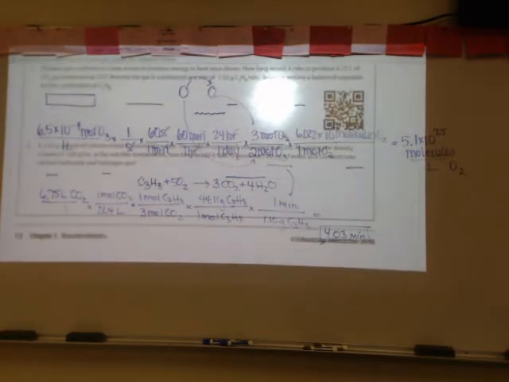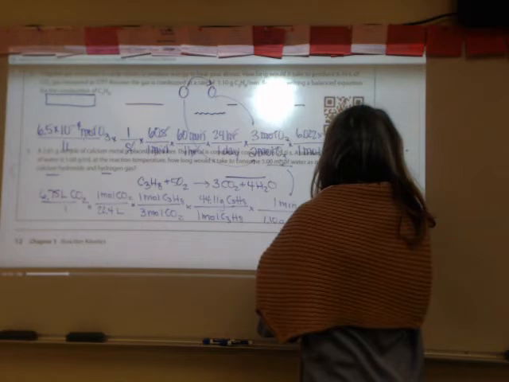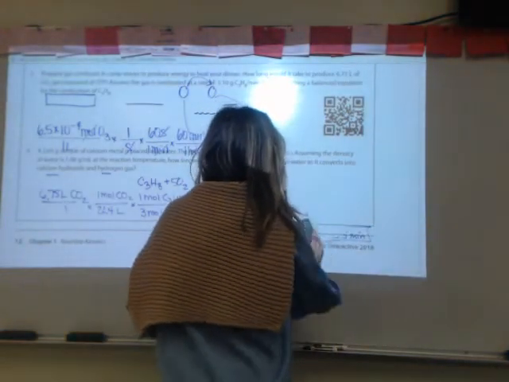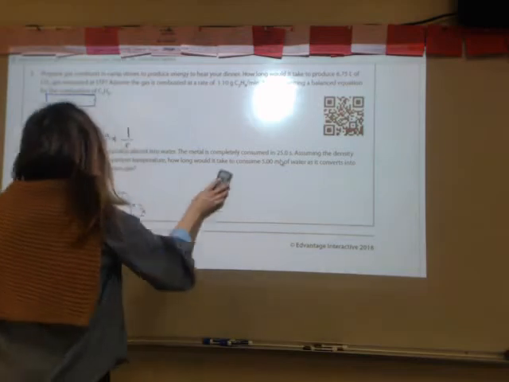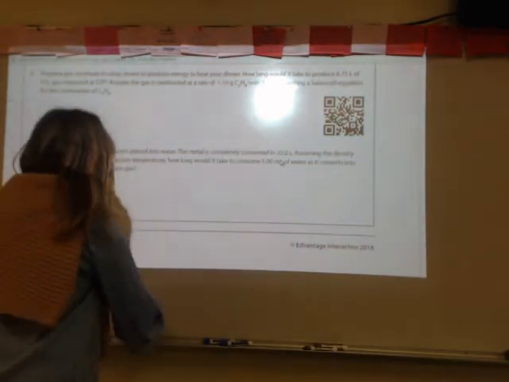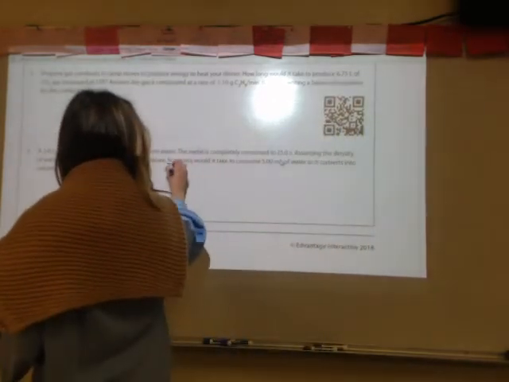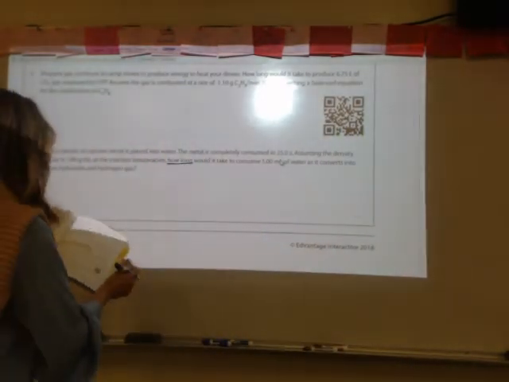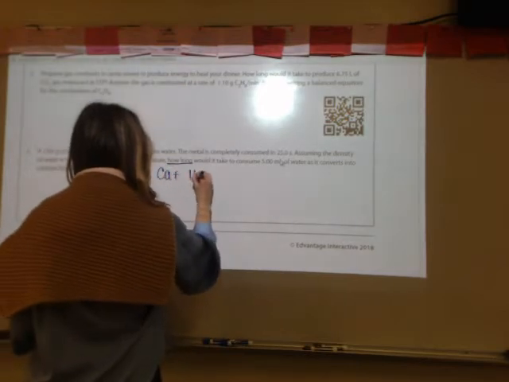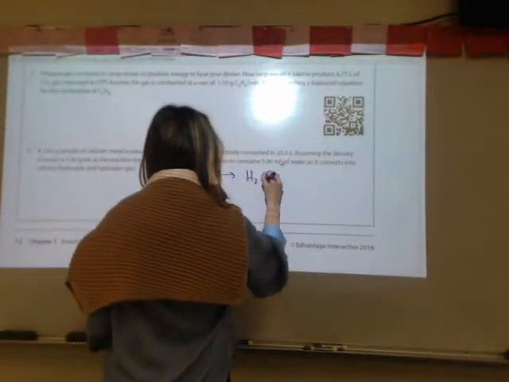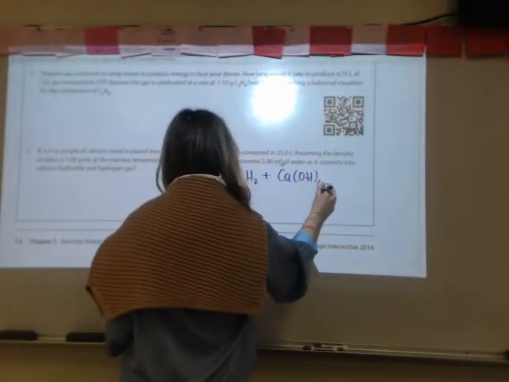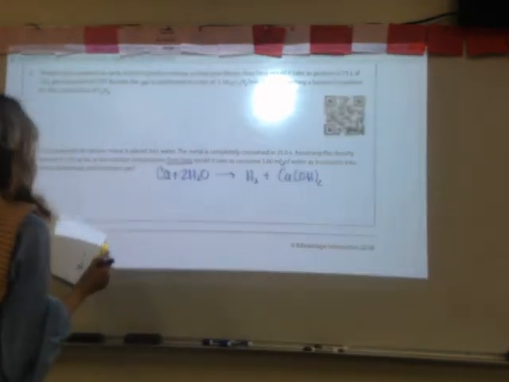For number 3, you're given 2.65 grams of calcium. It's put into water. A single replacement reaction is going to happen. The metal is consumed in 25 seconds. The density of water is a gram per mil. How long is it going to take to consume 5 mils of water? You need a balanced equation, so you have your calcium metal in water. You're going to produce hydrogen gas and calcium hydroxide. Put a 2 in front of water to balance it.